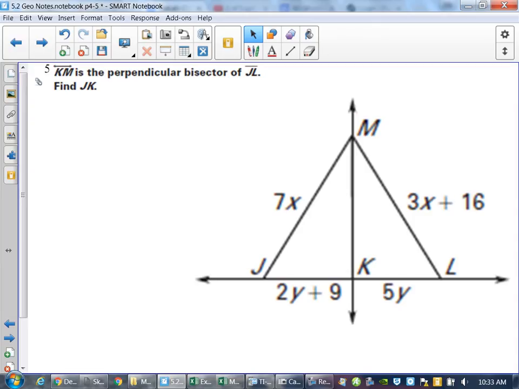Okay? What it's going to do is it's going to give you some information. It's going to say that you have a perpendicular bisector. So whenever you have information about something that you can mark in a diagram, what do you think you should do? Mark the diagram.